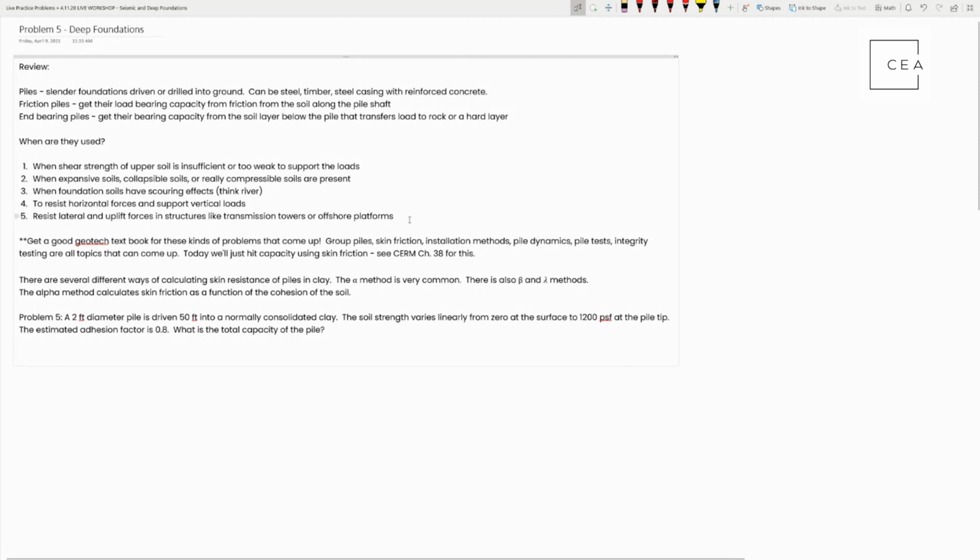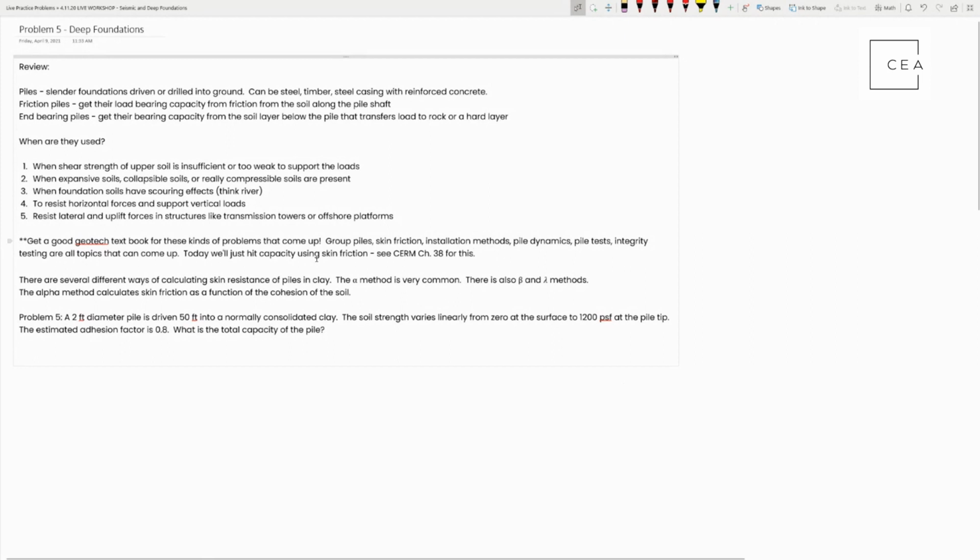I have used these a lot in my own industry for some transmission structures, and they can get very large when you start modeling these things. So like I said here, get a good geotech textbook for these kinds of problems that come up. You could also be dealing with group piles, skin friction, installation methods. Those are usually theory questions. Pile dynamics, testing, integrity test. These are all topics that come up.